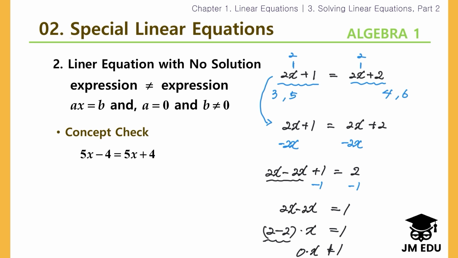Okay, concept check right here. Let's look at this concept check. Here we have a 5x, same x terms, minus 4, plus 4, different constant, right? So we can conclude that this equation has no solution.